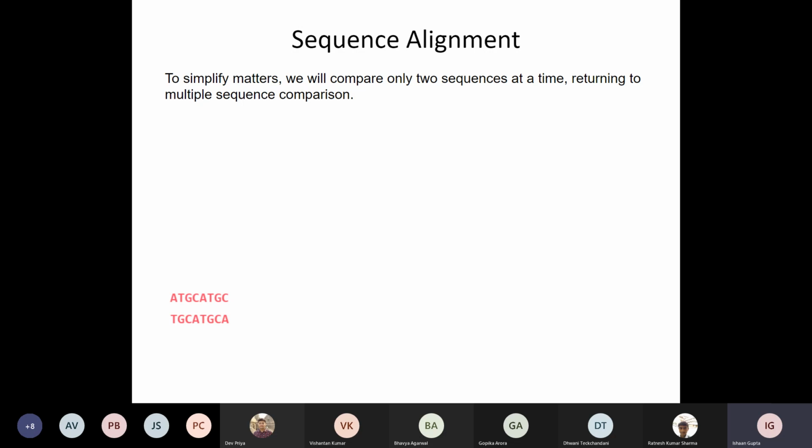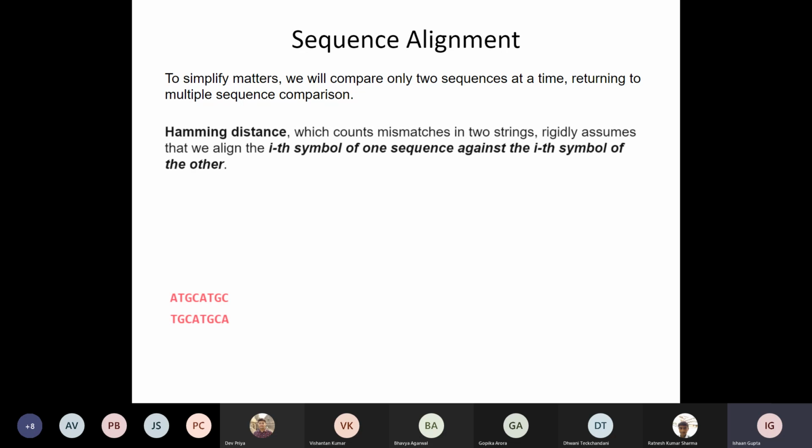To define the problem, you have been given two sequences, and you have to align them in such a way that you have maximum similarity between the two sequences. Earlier, when we were talking about a similar problem, I introduced you to the concept of Hamming distance. Now, Hamming distance counts mismatches between two strings rigidly, right? Because Hamming distance is going to compare the ith symbol of one sequence against the ith symbol of another sequence.